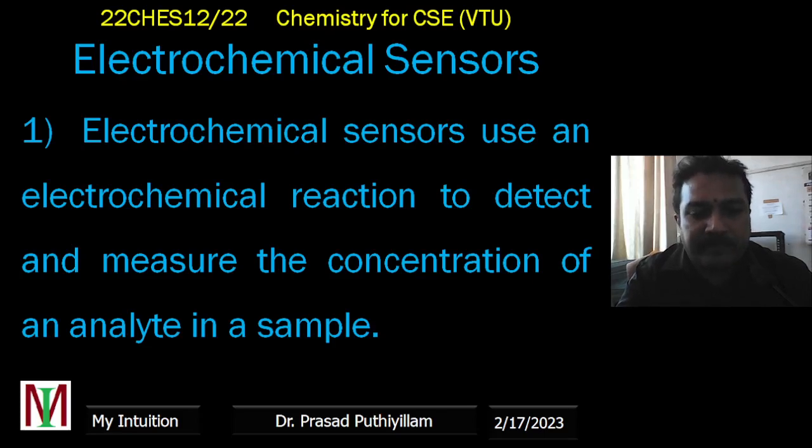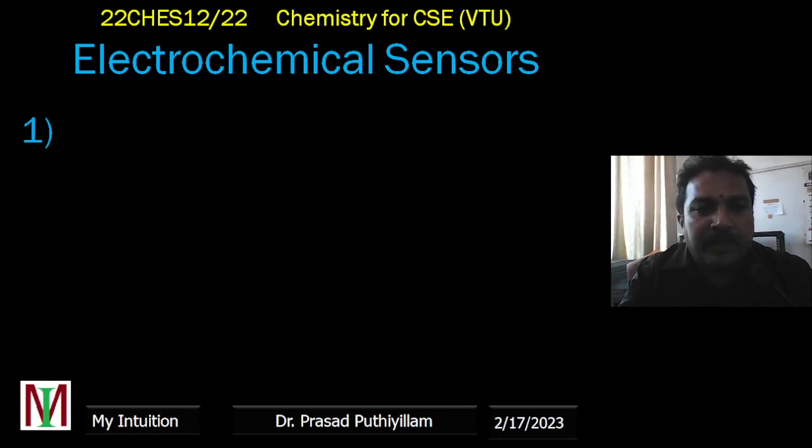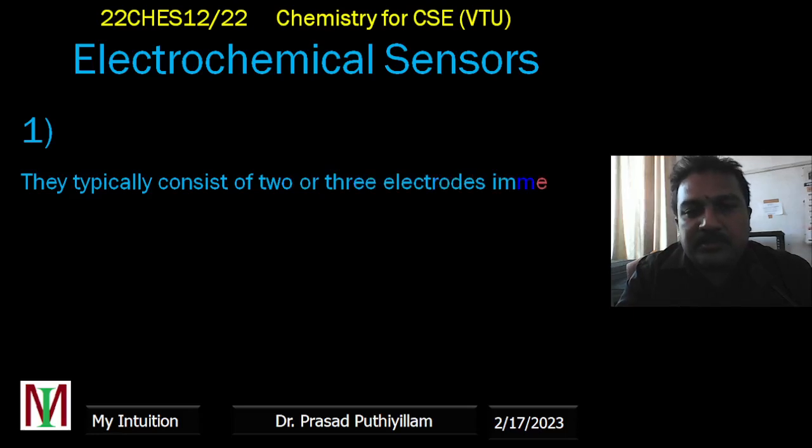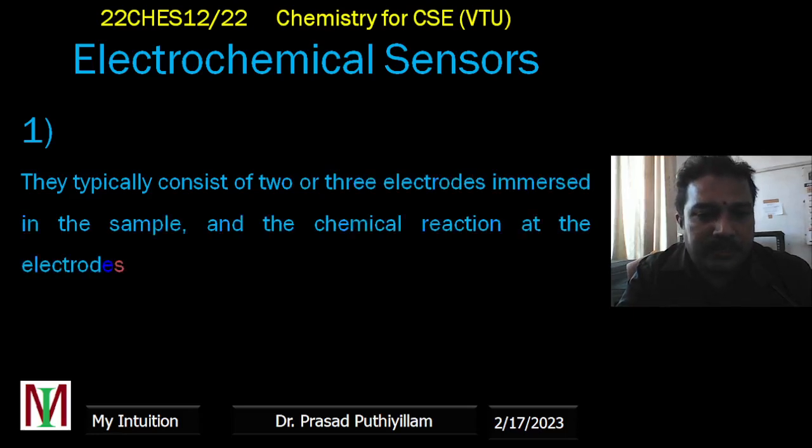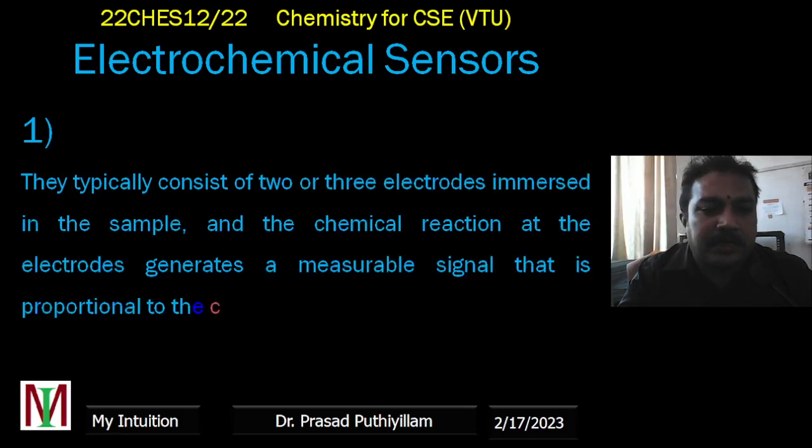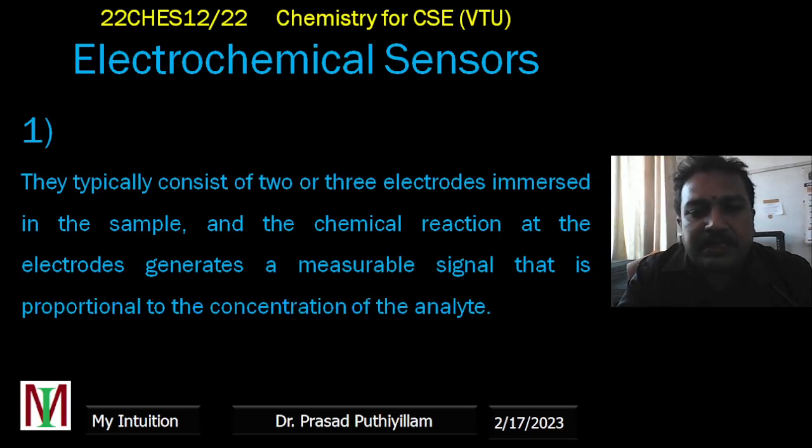Analyte means the one which you want to measure. The element which you want to measure, we call it an analyte. It may be an ion, it may be a molecule, it may be charged particles whose concentration we want to analyze. They typically consist of 2 or 3 electrodes immersed in the sample, and the chemical reaction at the electrode generates a measurable signal that is proportional to the concentration of the analyte.